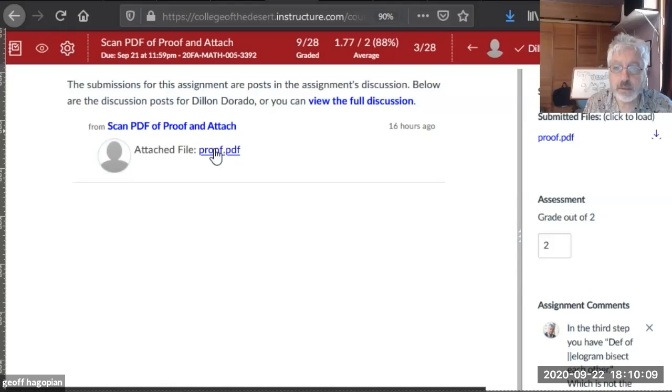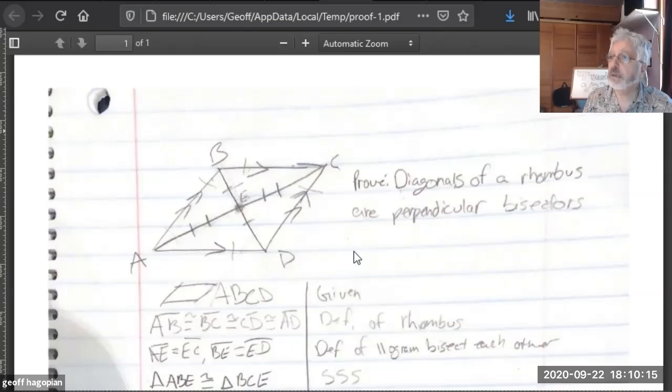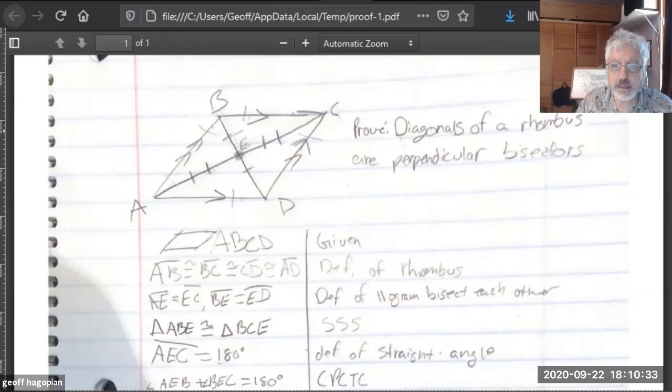And you can see I have a comment there. If I open this, yeah, so you can see what he turned in. I'm sorry, Dylan, is this supposed to be private? Whatever, right? We're all friends. And so a nice diagram and a nice statement of what is to be proved, right? The diagonals of a rhombus are perpendicular bisectors, well stated.